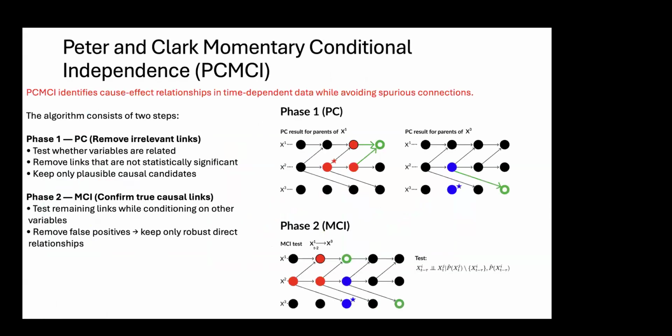So now I want to talk about a method that has come out recently. It's called Peter and Clark momentary conditional independence, which has been designed on purpose to emphasize the relationship, not just the importance of one variable, but also how important that variable is given the presence of others as input. So it's mainly two phases.